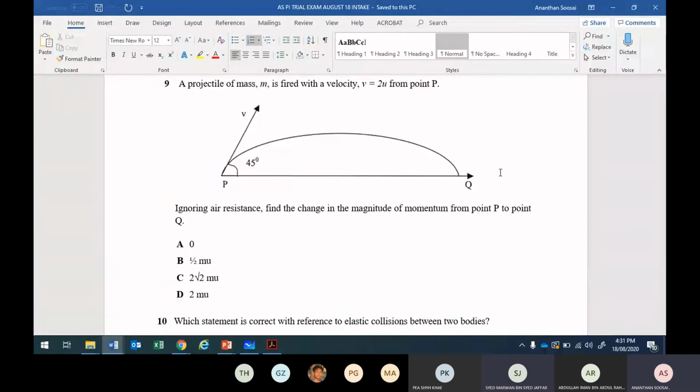Changes in momentum, vector addition or vector subtraction? Do you add the vector or minus the vector? Minus, right? Subtraction. Changes: final vector minus the initial vector is the changes. So V is 2u. Okay, you can WhatsApp me your answer, or you can mention here if you want. Up to you.